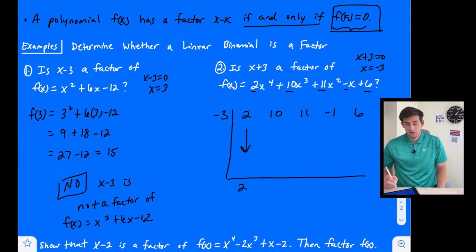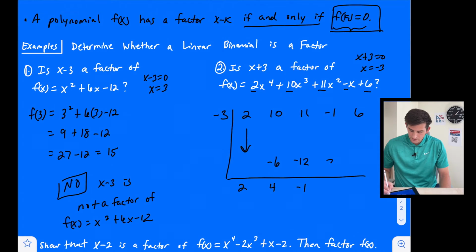And we're going to multiply the diagonals and add the verticals. So 2 times negative 3 is negative 6. 10 plus negative 6 would be like 10 minus 6, which is 4. 4 times negative 3 is negative 12. 11 plus negative 12 would be like 11 minus 12, so negative 1. Negative 3 times negative 1 is 3. Negative 1 plus 3 is 2. 2 times negative 3 is negative 6. 6 plus negative 6 would be 0.